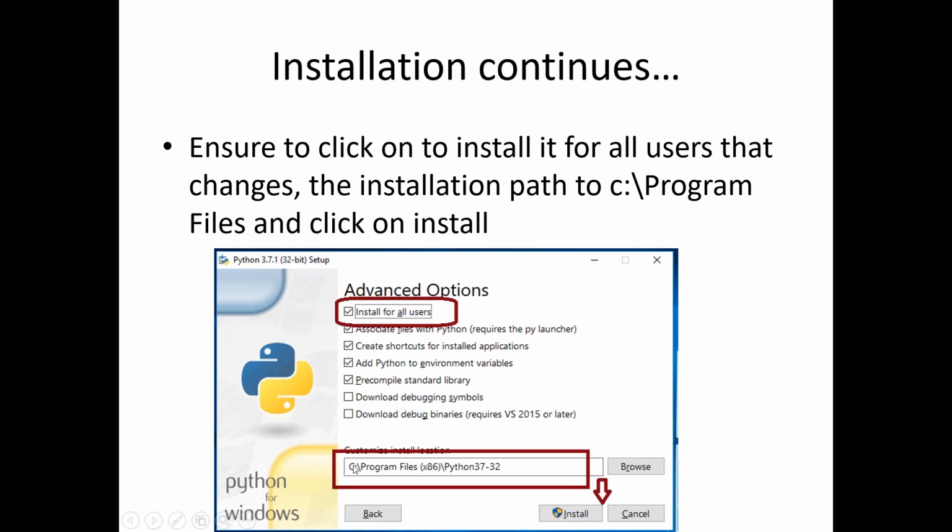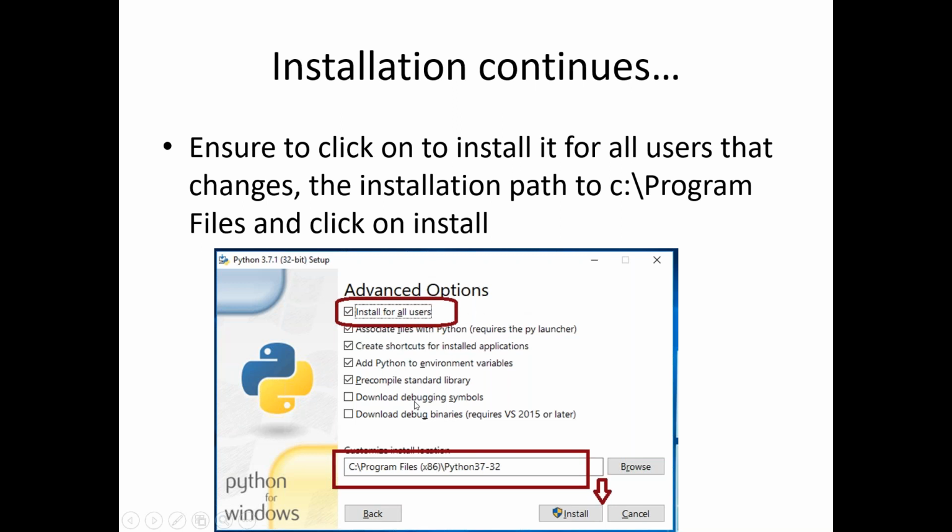Suppose here I have given D drive, some ABC folder, then Python, and then again I'm going back and selecting this install for all users option. Then again it rewrites this path to C Program Files Python 3.7. So this is the fixed path provided by this Python installation when you say install for all users.